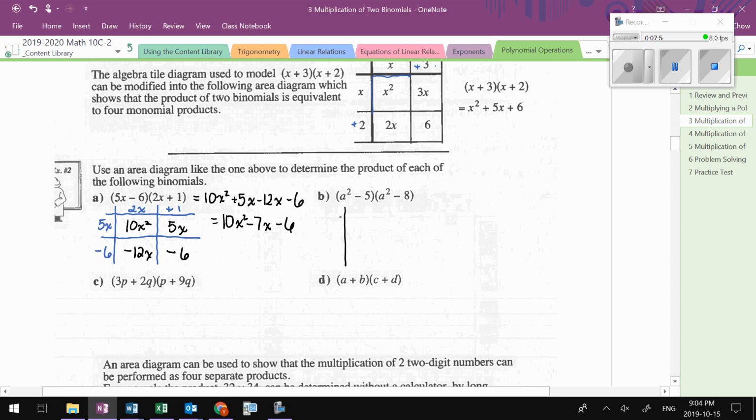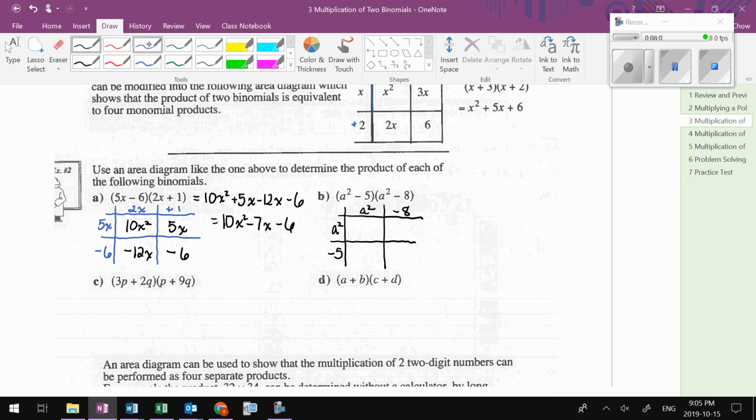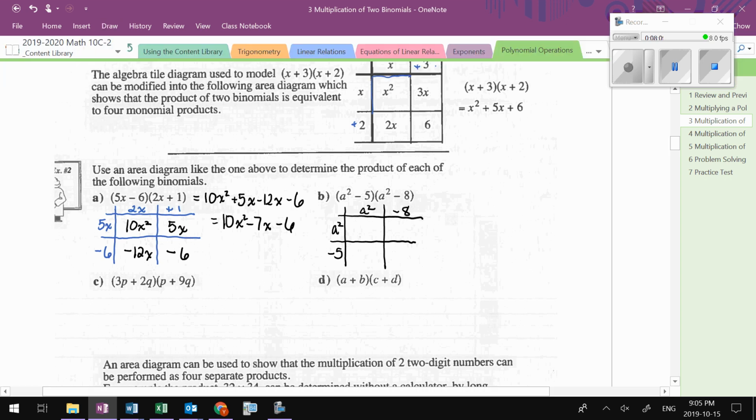So let's try B together. So again, on the outside, along the one side, I've got a squared and negative 5. Across the top, a squared and negative 8. So this would be an instance as well where algebra tiles wouldn't work because we can't have degree 2 as one of our side lengths. So this is where a box method type thing would work out well for us.